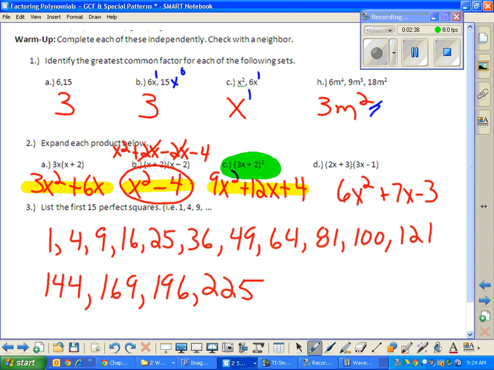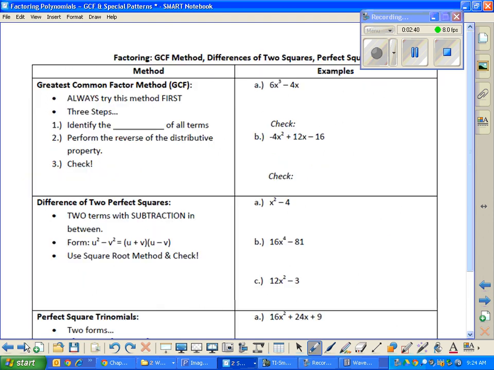So with that, let's get started with our 2 patterns for today. Like I said, the 2 methods for factoring we're going to focus on today are the GCF method and then special patterns that occur in the trinomials and binomials that we're going to see. The first method is the greatest common factor method, the GCF method. I teach it first because it is the method you have to try first on every single problem. So you always must try this method first.